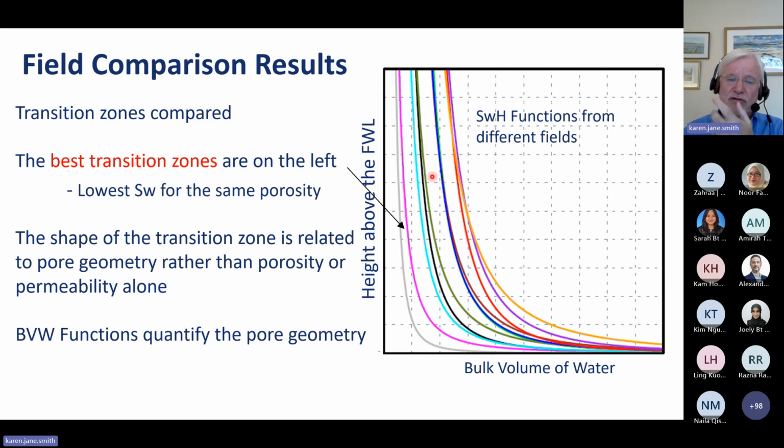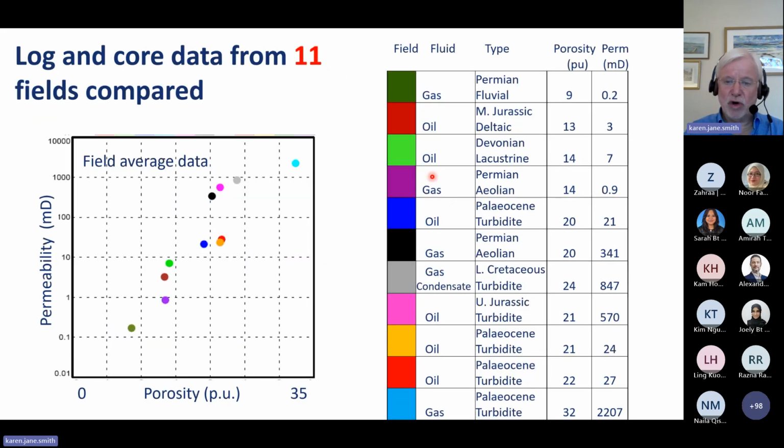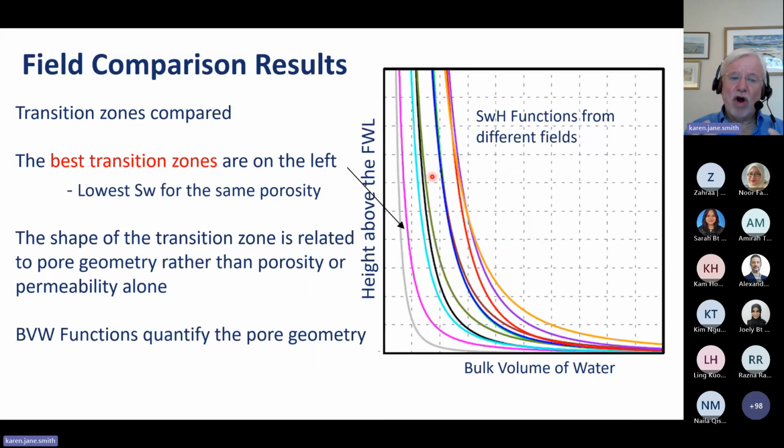These are the SWI function from the different fields shown in the different colors. The one on the left is the one we'd ideally like to see. And the shape of this is related to the overall pore geometry of the field rather than the porosity or permeability alone. And the BVW function quantifies the pore geometry with the parameter A.